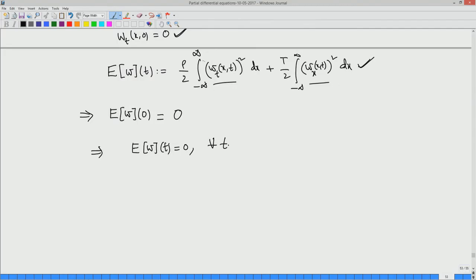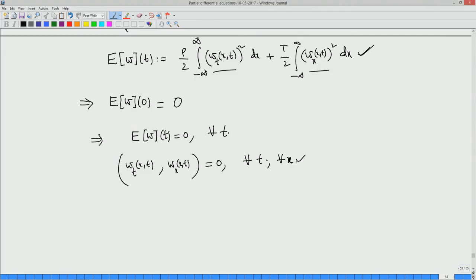This is only a positive integral of square functions, rho is positive, t is positive. So that means w_t at (x, t) and w_x at (x, t), those partial derivatives, have to be 0 for every t and for every x. See, the integrand is positive. If an integral with a positive integrand is 0, it means the integrand has to be 0. So that is the idea. Each part has to be 0.